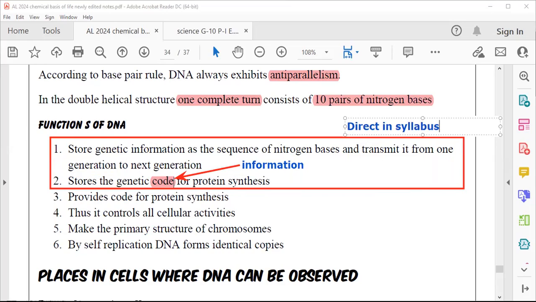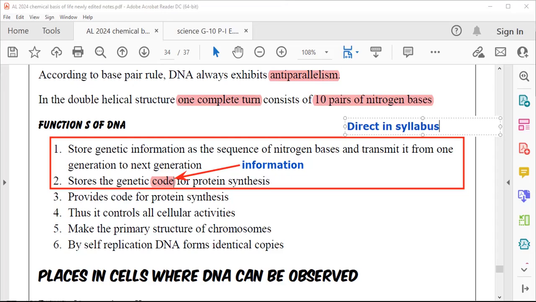What are the two functions of DNA? In the exam paper, if they ask what are the two functions of DNA, what will you write? Stores genetic information as a sequence of nitrogen bases and transmits it from one generation to another. Stores genetic information for protein synthesis. Another four are there in the syllabus, but give priority to the first and second. Understood?